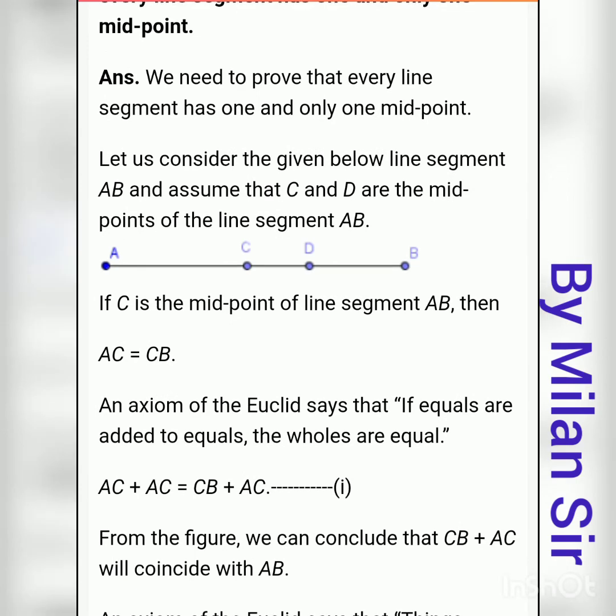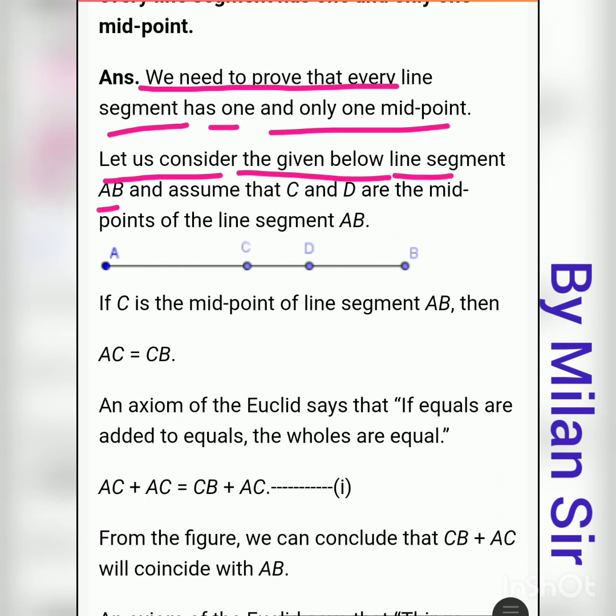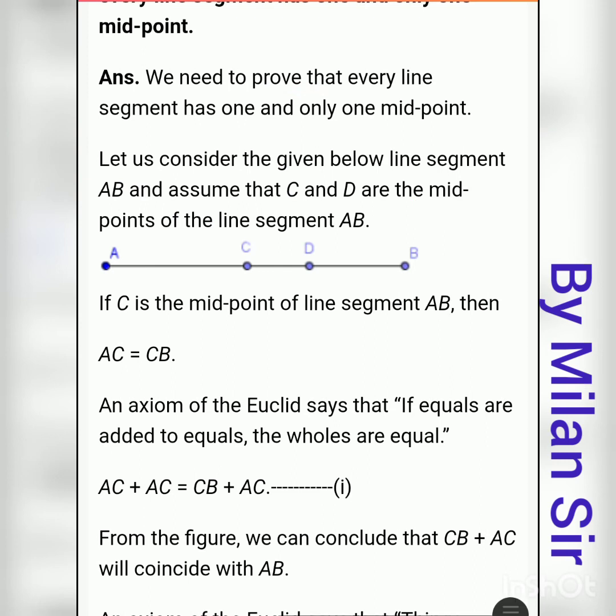So here we can use the contradiction method. We need to prove that every line segment has one and only one midpoint. Let us consider the given line segment AB and assume that C and D are both midpoints of the line segment AB. Here we take two different points, C and D, and say both are midpoints of AB, and then we show that our assumption is wrong.